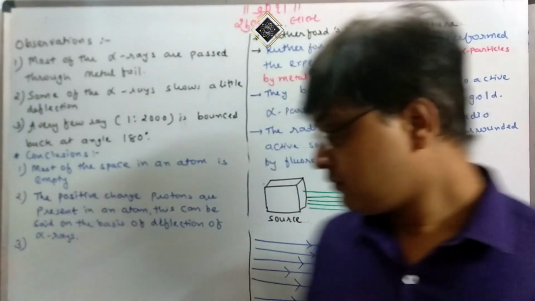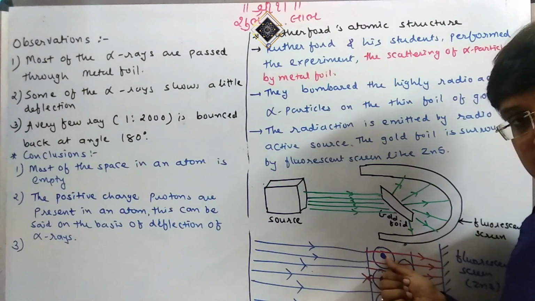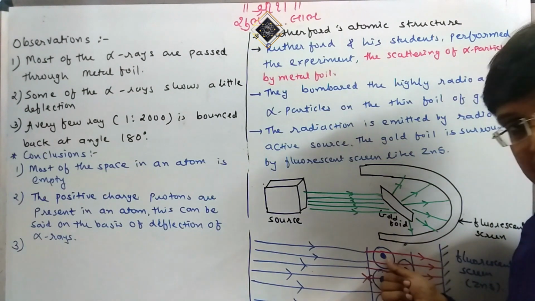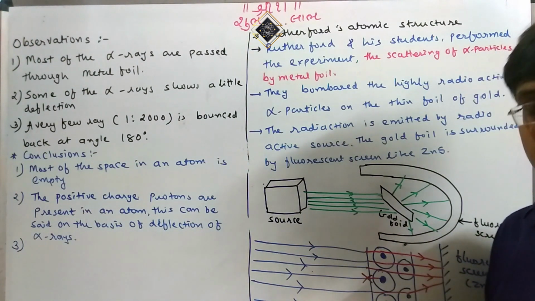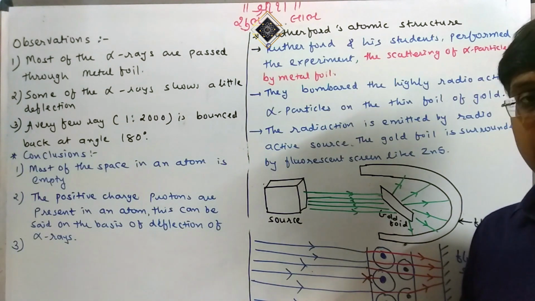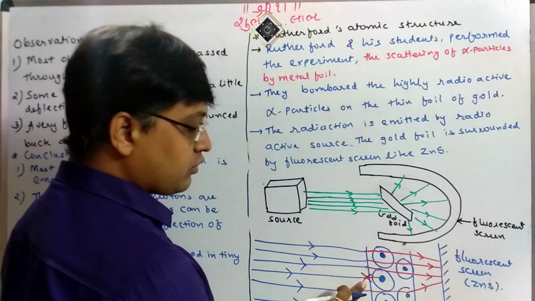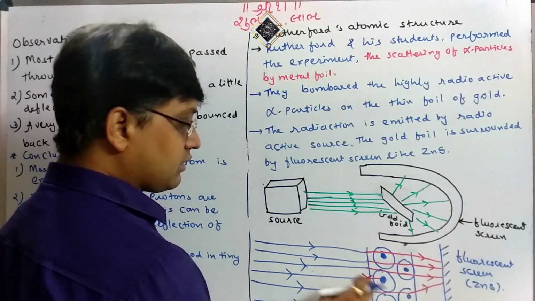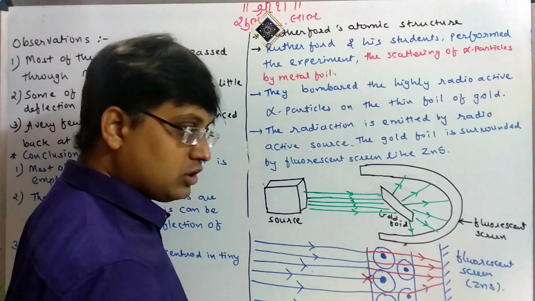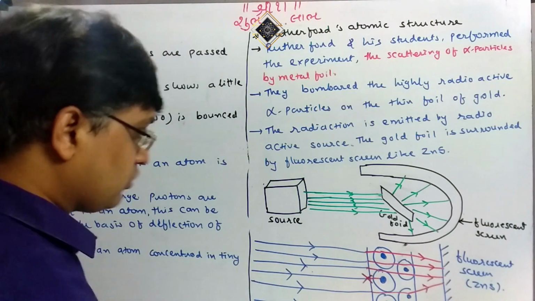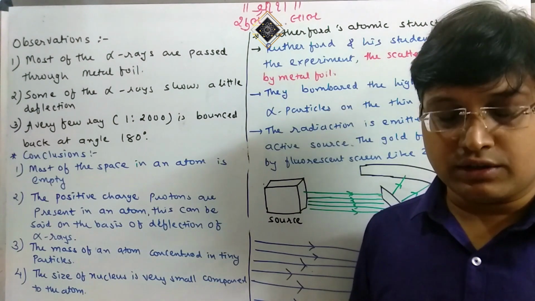Third, the atom has an empty space. The protons are situated here. That means the mass of the atom is concentrated in this tiny particle, which is due to the proton, because the mass of the electron is negligible. Hardly one ray out of 20,000 is reflected back. That means the size of this particle, called the nucleus, is very small compared to the atom. These are the conclusions made by Rutherford and his students.